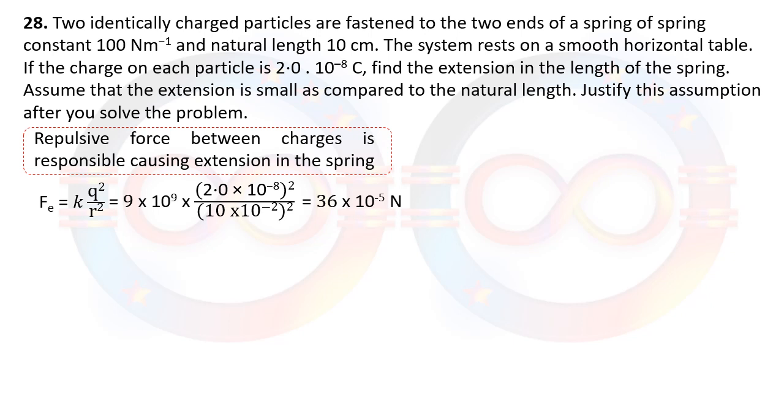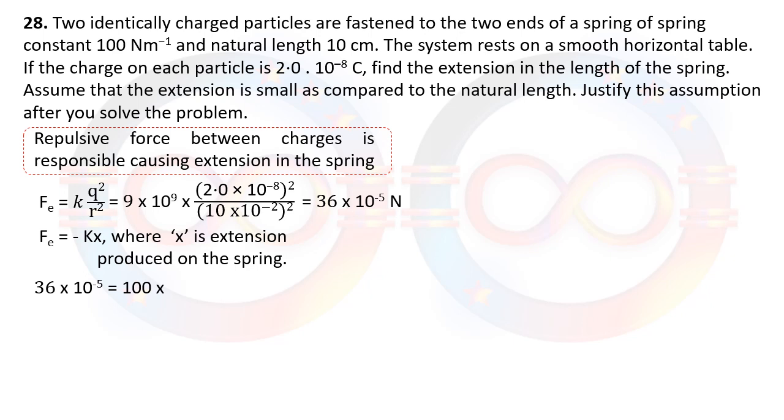Taking the values, we are going to have the force as 36 into 10 raised to minus 5 Newton. And we know that spring force is nothing but minus kx, where k is the spring constant. If we take magnitude only, we can calculate x is equal to 36 into 10 raised to minus 5 upon 100, and it will be 3.6 into 10 raised to minus 6 meter, or 3.6 micrometer. Can you see the extension, how small it is? As I said, the spring is not very soft. The spring constant is 100 Newton per meter.